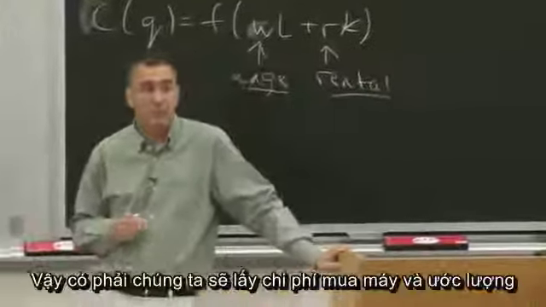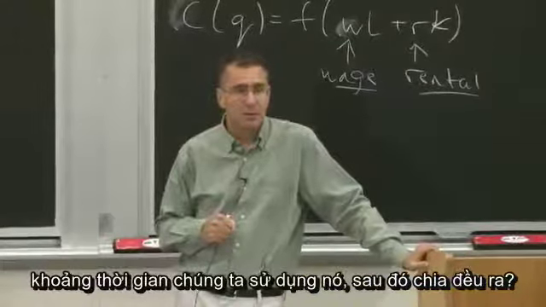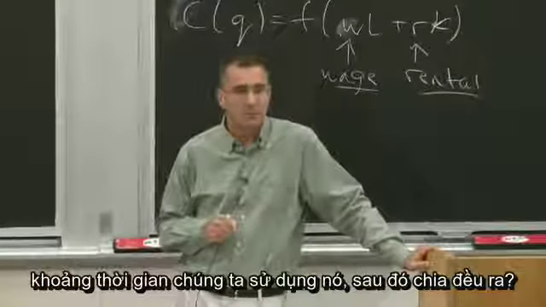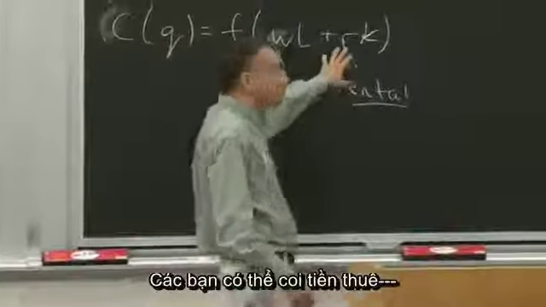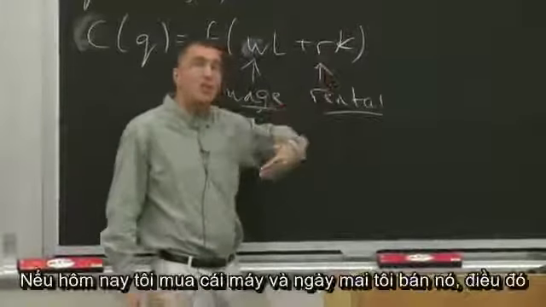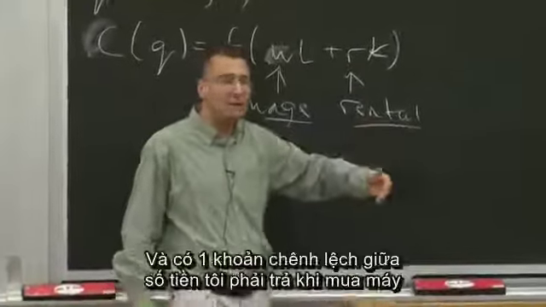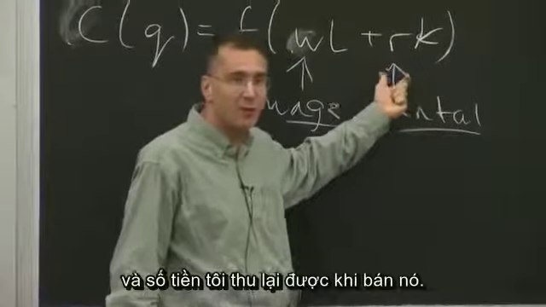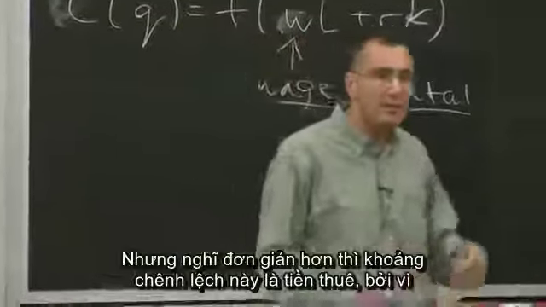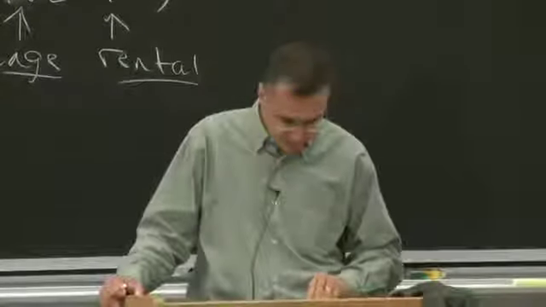Alternatively, can't you just take the cost of a machine, estimate the amount of time it will last, and then divide it? Sure, and I'll cover that later. You can think of the rental like this: if I bought the machine today and sold it tomorrow, that'd be like I rented it. It would be the cost difference between what I pay for it and what I'd sell it for. But it's easier to think of it as the rental because it's a flow measure, like the wage is a flow measure.